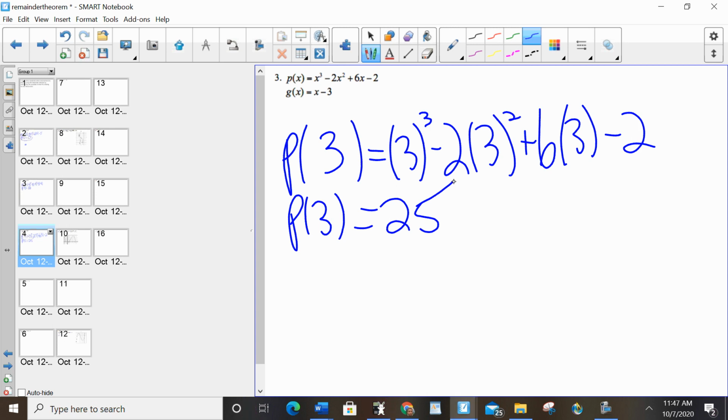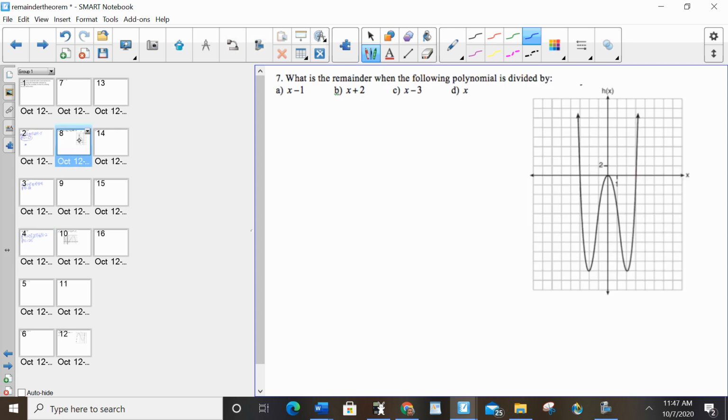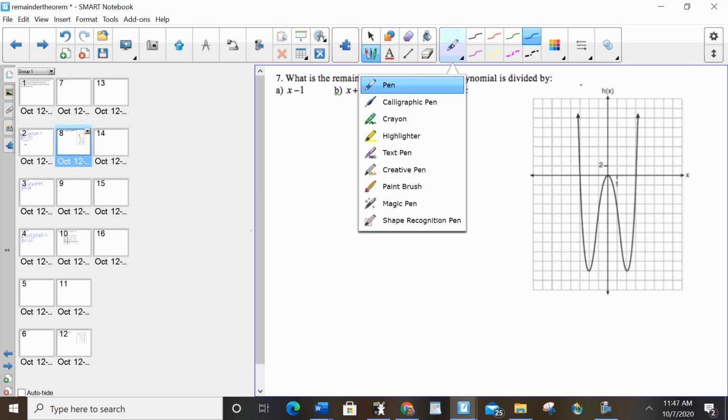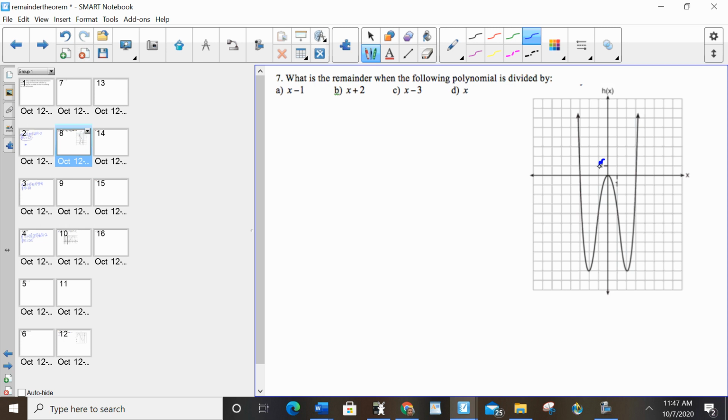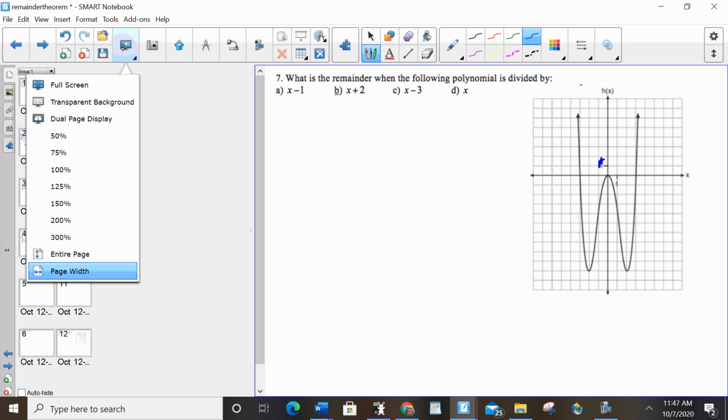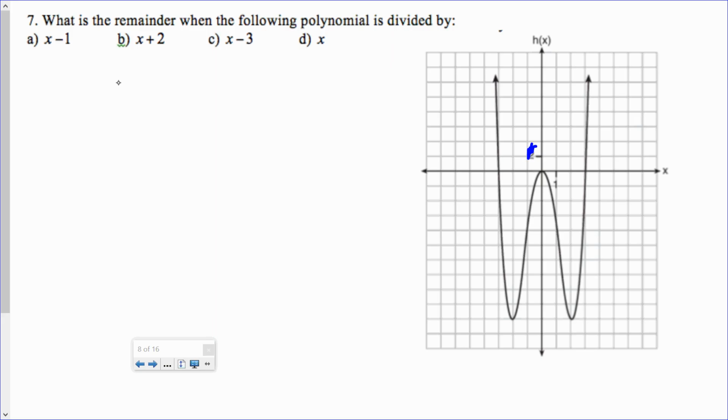Now, that's using remainder theorem algebraically. We're now going to use remainder theorem graphically. First off, I believe I changed this little 2 to a 1 to make things a little bit less complicated. It wants to know the remainder when I'm dividing by part A is x minus 1. So to find the remainder when I divide by x minus 1, I'm substituting the opposite of that into the function. So how do I do p of 1 graphically?